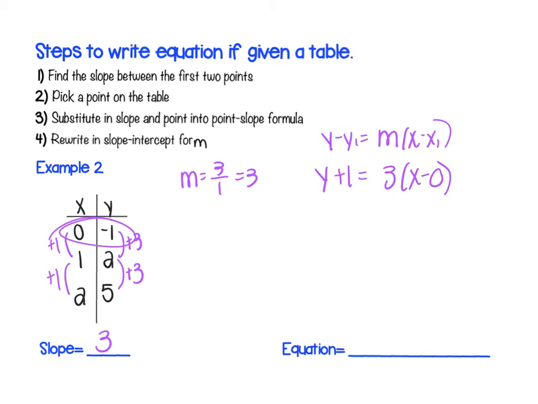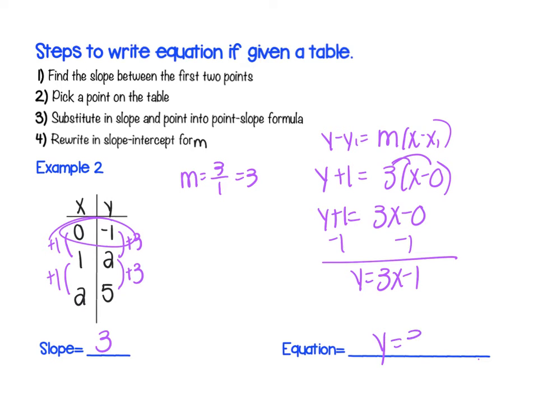I then, as we always have, convert to slope-intercept form. So I distribute that 3. So I get y plus 1 equals 3x minus 0. I subtract 1 on both sides, and I would get y equals 3x minus 1. So my final equation is y equals 3x minus 1.